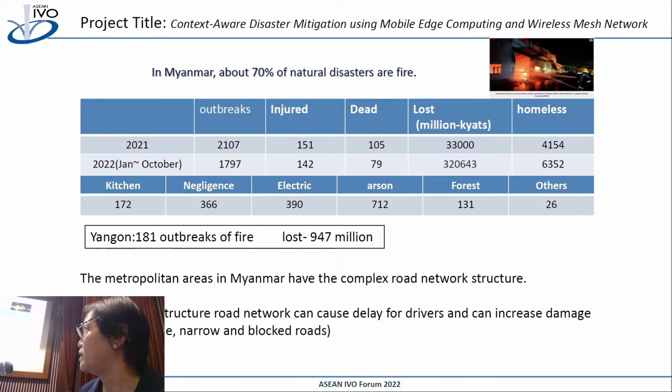According to this data, in the city of Yangon, Myanmar, 181 fire outbreaks caused a loss of 947 million. Because it is a metropolitan area, Myanmar has a complex road network structure. The complex road network structure can delay the driver and increase the damage level, for example closed roads, narrow roads, and blocked roads.